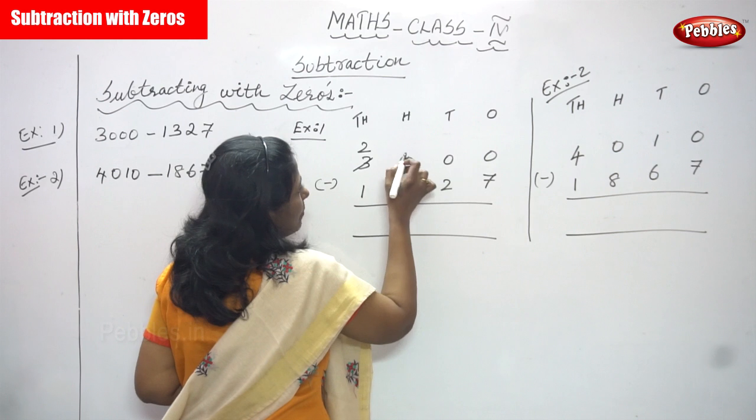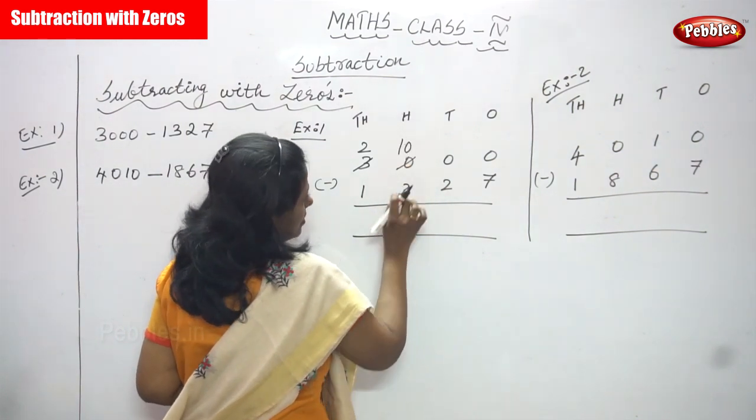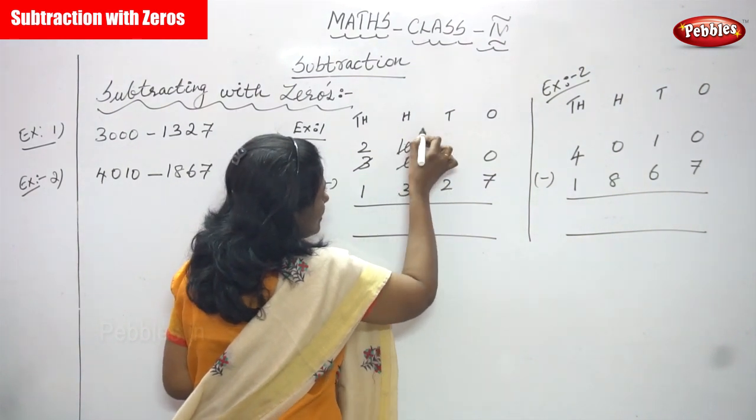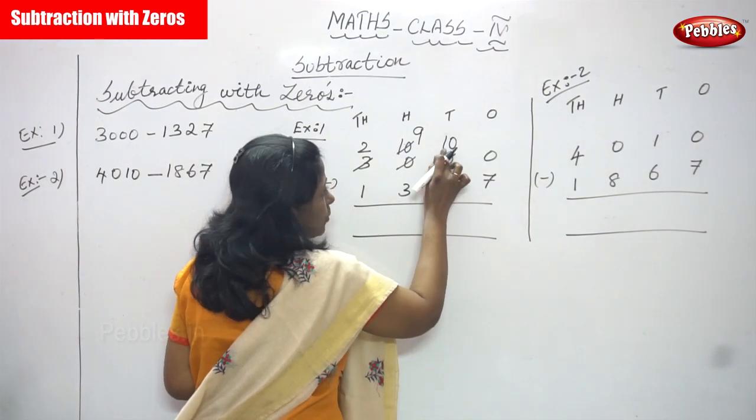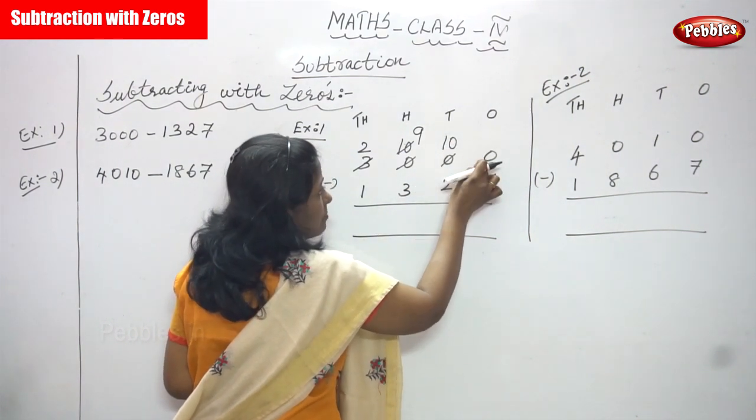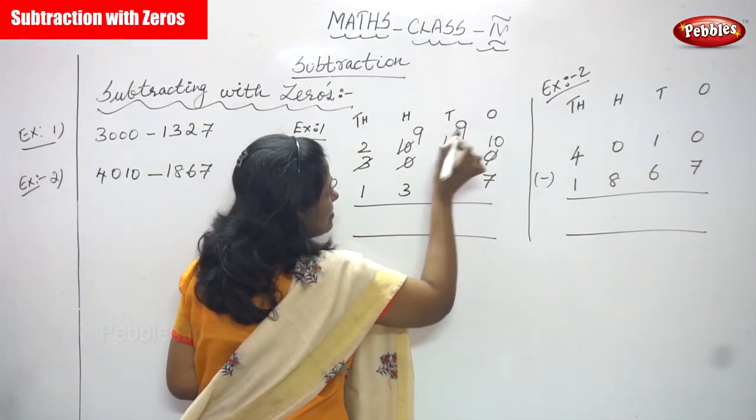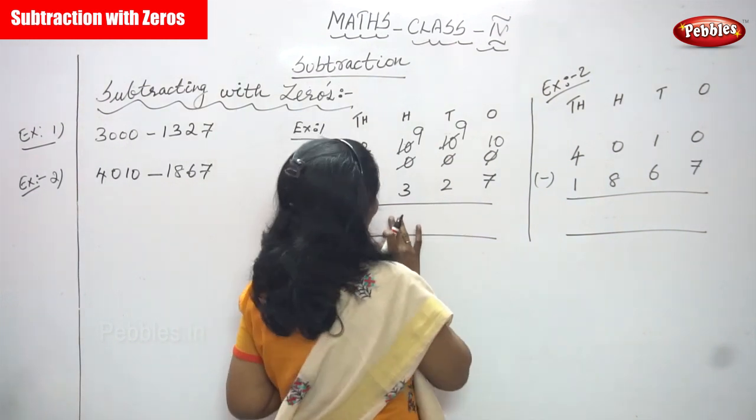So this 100 place becomes 10. Now, again I have to borrow from the tens place. So this becomes 9, and this 0 becomes 10. Again I have to borrow from the tens place. So this becomes 10, the tens place becomes 9 and the ones place becomes 10.